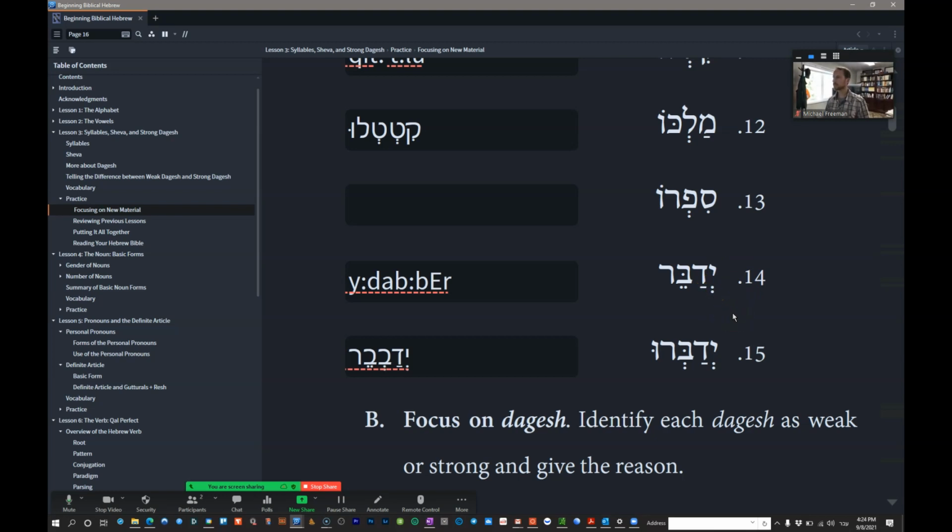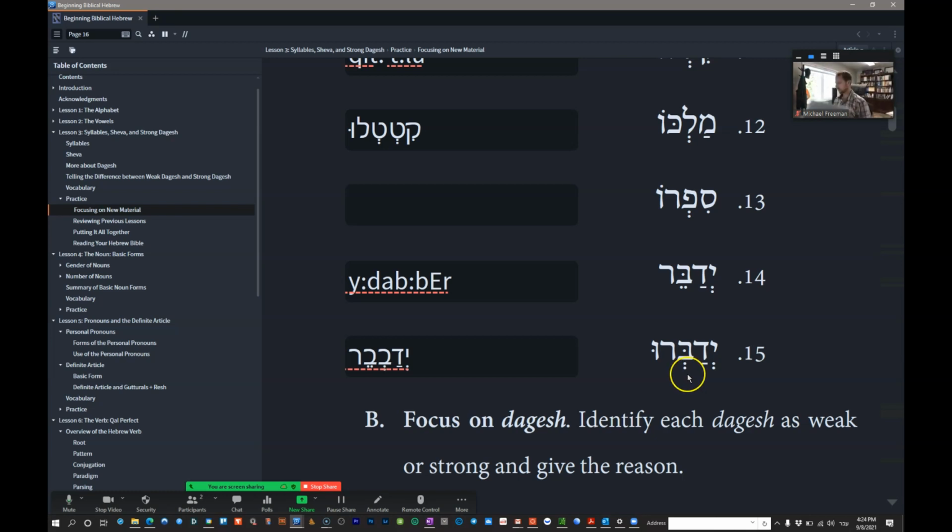And then number 15, we've got 2 shavas in this word, but these are not consecutive. So we need to deal with them independently. The first one, is it preceded by a short vowel? No, it's not preceded by any vowel. Therefore, the first shava is vocal. What about the second shava? Now this could get tricky again because it's under a dagesh, and we have to figure out, is this dagesh strong or weak? Is it a doubling dagesh or is it just a Bagad Kafat dagesh?